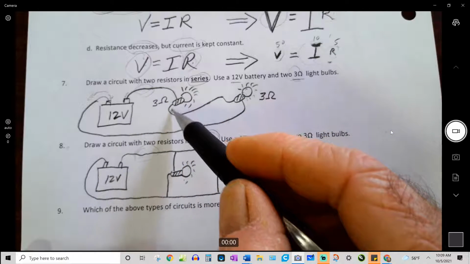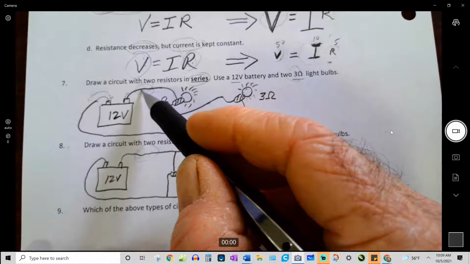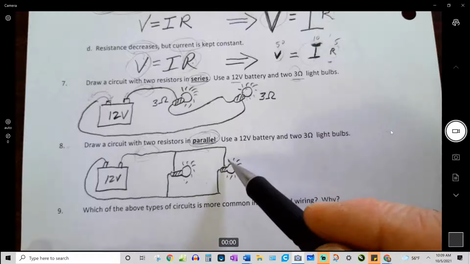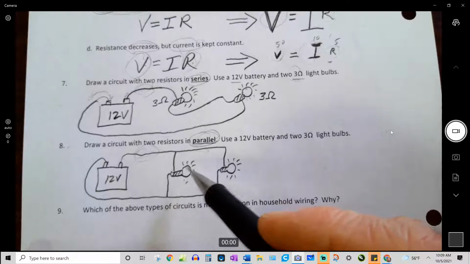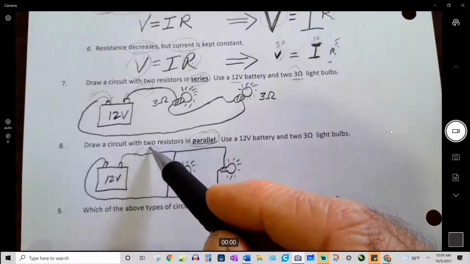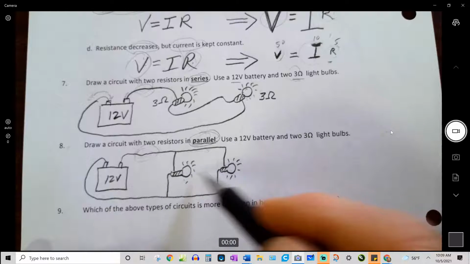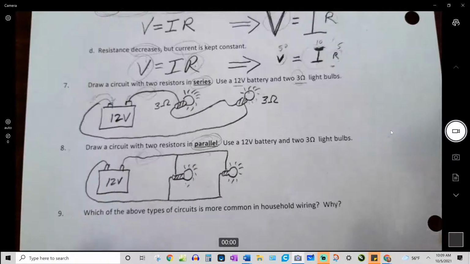In a series circuit, the current through each bulb is the same as the current coming out of the battery. In a parallel circuit, the current through each bulb is the same, but they sort of add up to the current coming out of the battery. So if you had two of these, each one would have half of this current. If you have three of these, each one would have a third of the current, and so on.